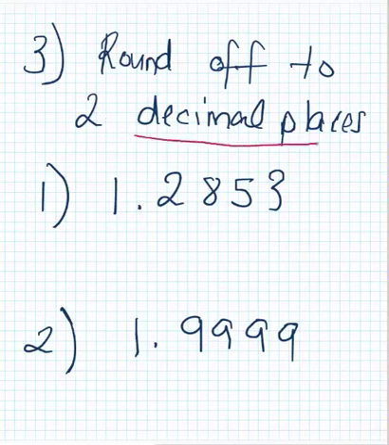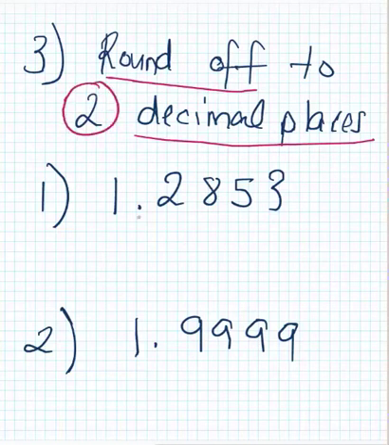So a keyword, decimal places. We know decimal places means numbers after the decimal point, okay? So in this case, we've got 4 decimal places, and they are 2, 8, 5, and 3. Down here, we also have 4 decimal places. So it's asking us to round off to how many decimal places? To 2. So your first step is, well, there's my decimal point. We'll count 2 decimal places. We've got 1 and 2.